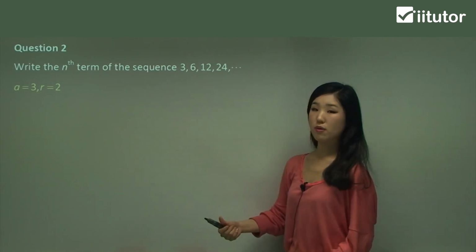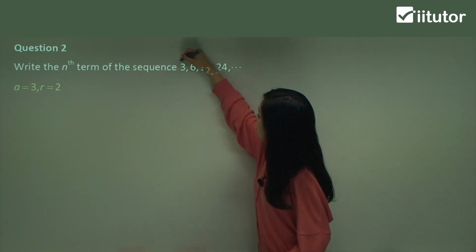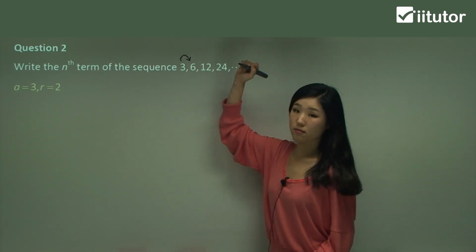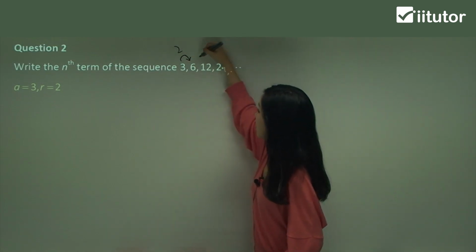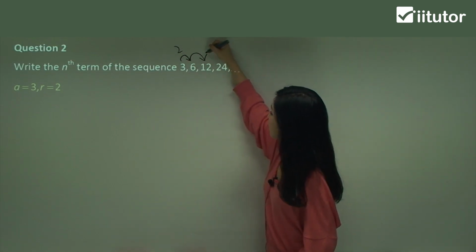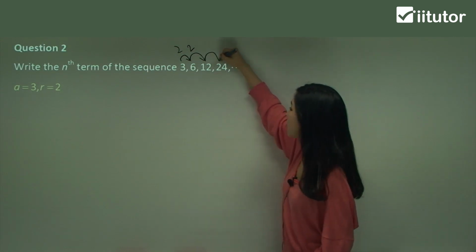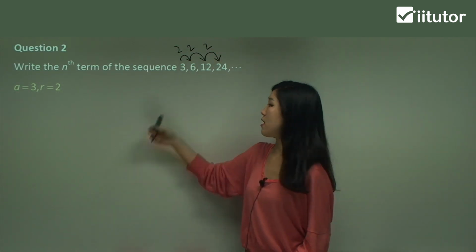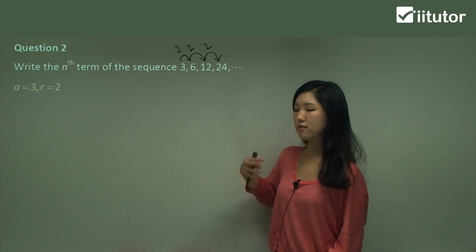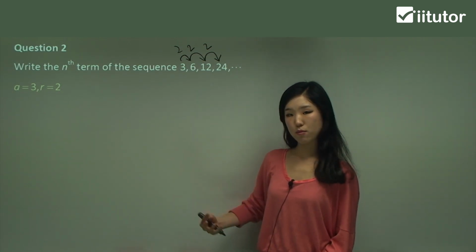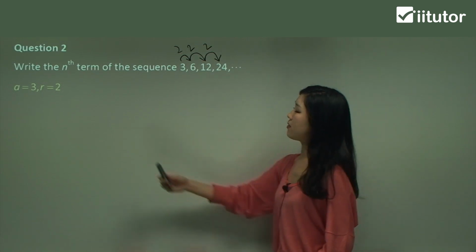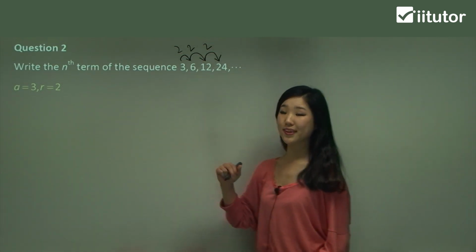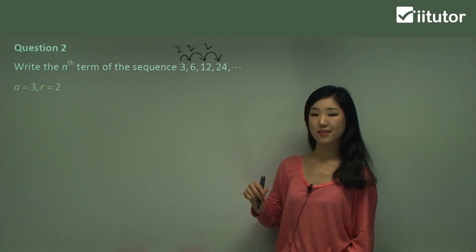R, which is the common ratio, let's have a look. 3 times what makes 6? 2. 6 times what makes 12? 2. And of course 12 times 2 makes 24, so the common ratio is always going to be 2. That's why it's a geometric sequence, because it's multiplying by the same number each time to get the next number. Therefore r is going to be 2, which is the common ratio that we found.